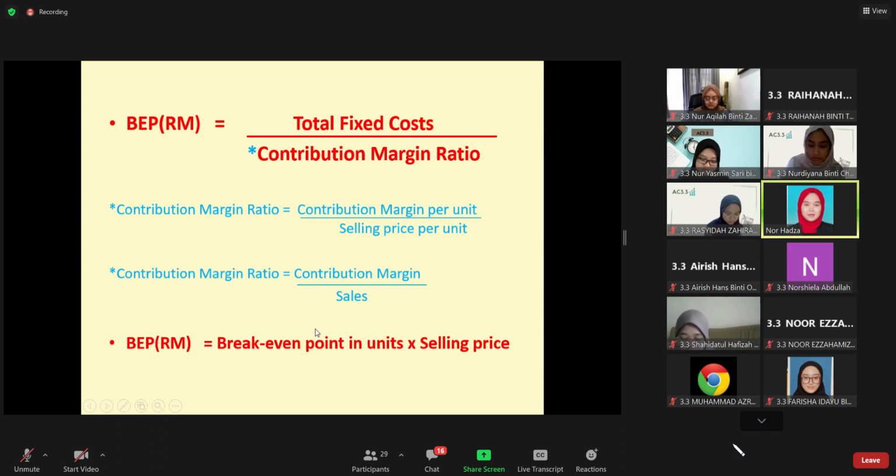Another way to calculate this is, once you have the break-even point in units, straight away multiply it with the selling price. But if you're using this method, there is a risk of getting a wrong answer. If you got a wrong break-even point in units, then the break-even point in value will also be wrong. So it is better to check. You can use both, either one, to check whether you got the correct answer.